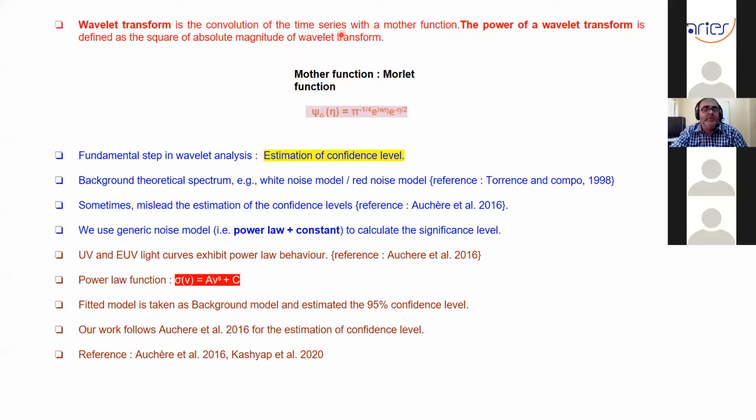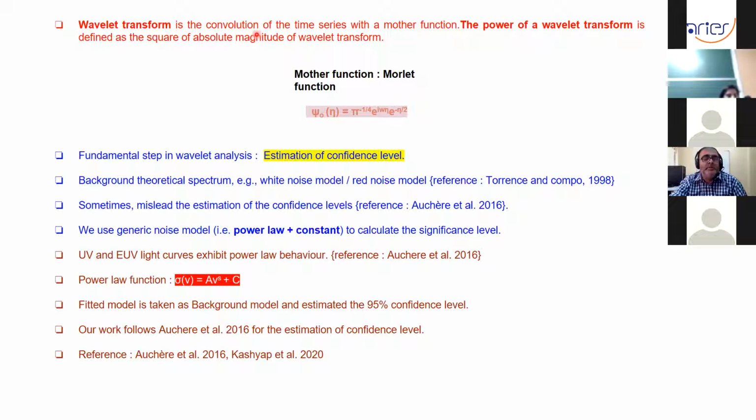Now the most crucial step in the wavelet transformation is to ensure the reliability of the wave periods that are detected through wavelet analysis. And this can be done with the estimation of the confidence level. The confidence level can be estimated with the help of an assumed background model.